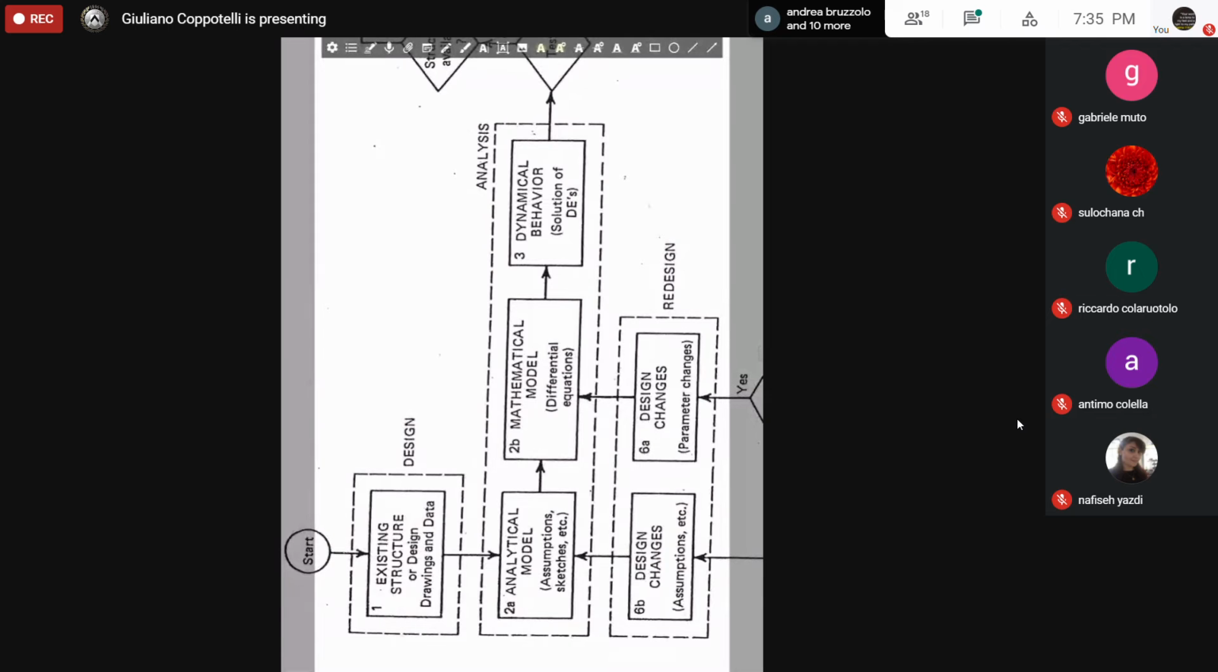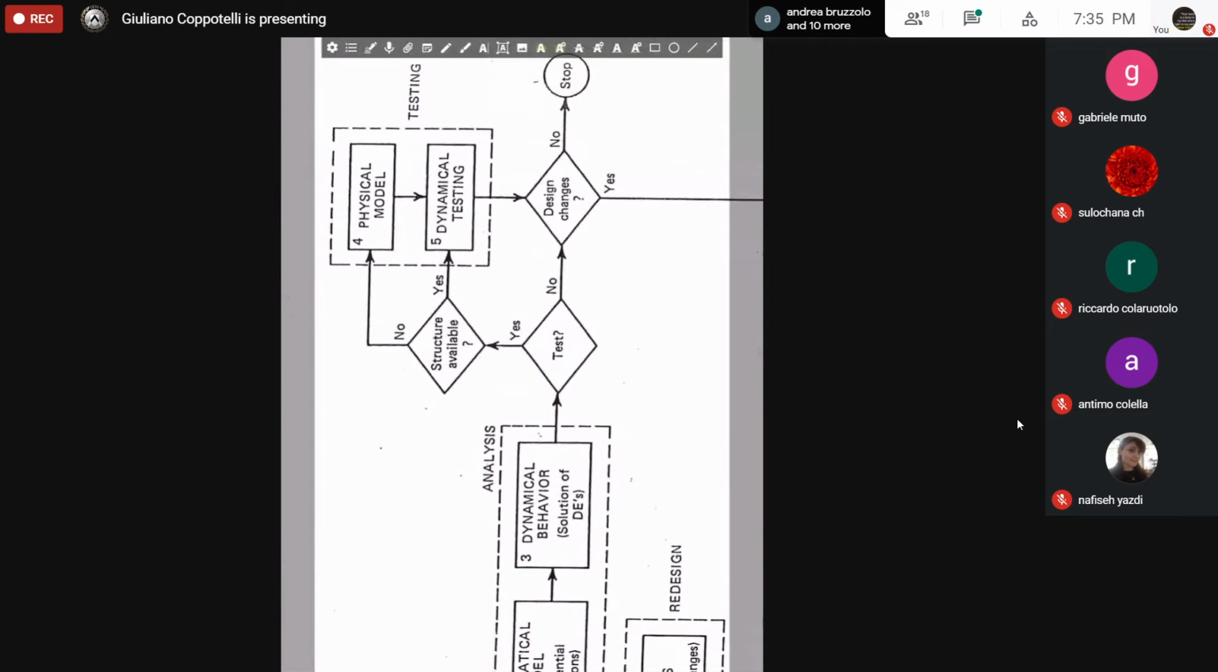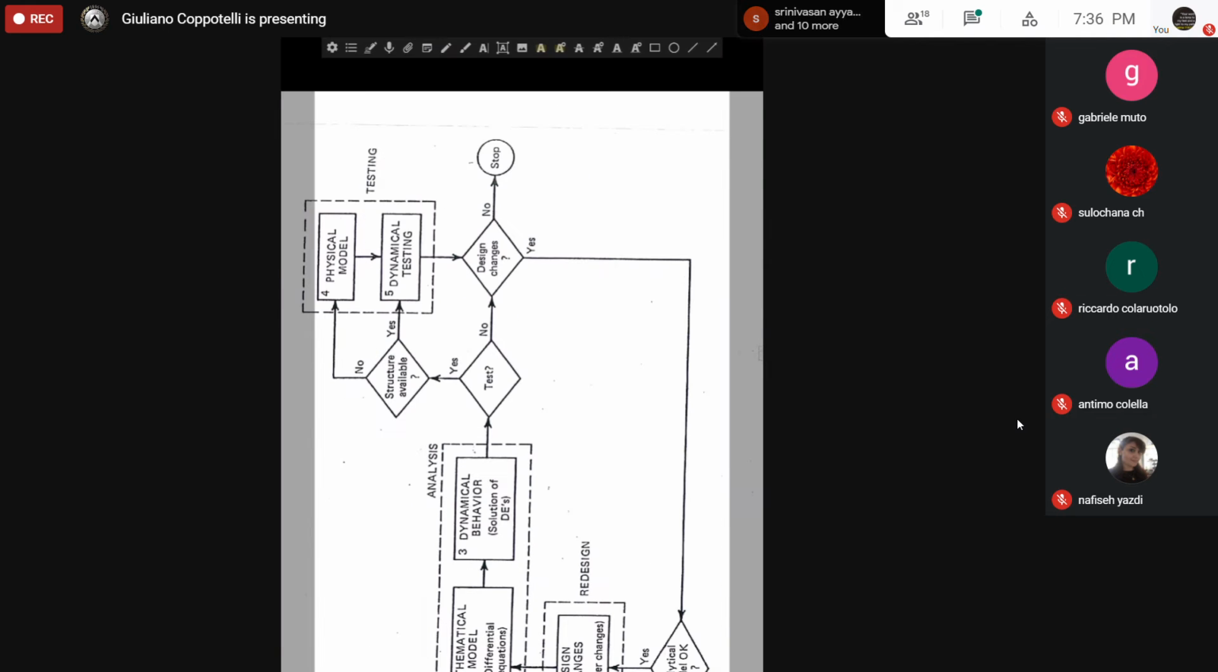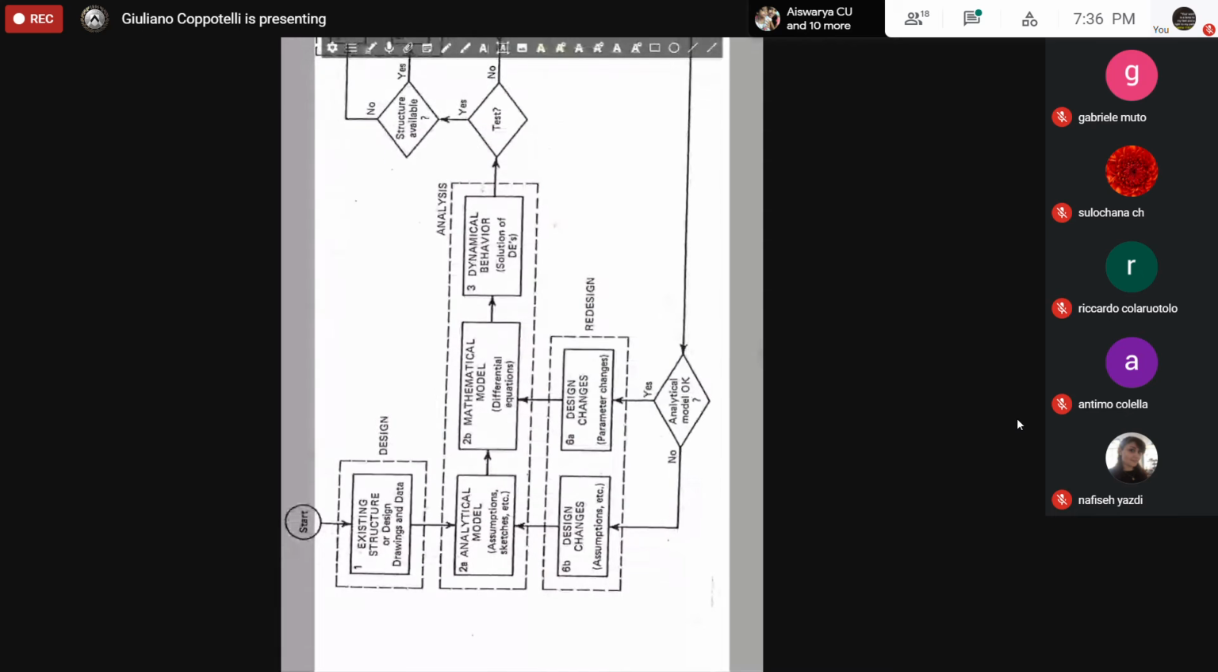Then the question is: do we need to do some tests? If the answer is no, we just have to verify whether some design changes are required. If not, we are very happy about that. If some design changes are required, then we have to go back to the analysis and redesign the structure. So we have to see what changes we need, and include them.